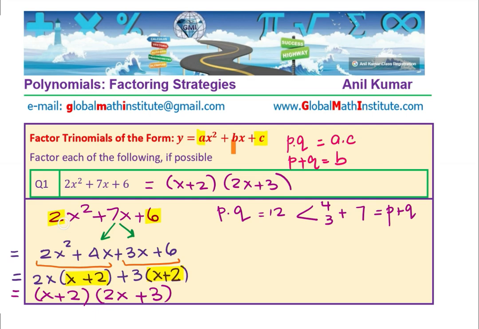So basically, you're looking for a product of a and c, which in this case is 2 and 6, and a sum of b, which is the coefficient of x, 7 in this case. Split it into 2. Then take two terms and factor them individually. You'll get a common factor in both, which will help you to find the final answer.